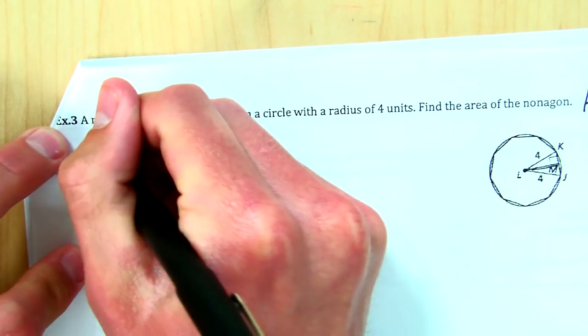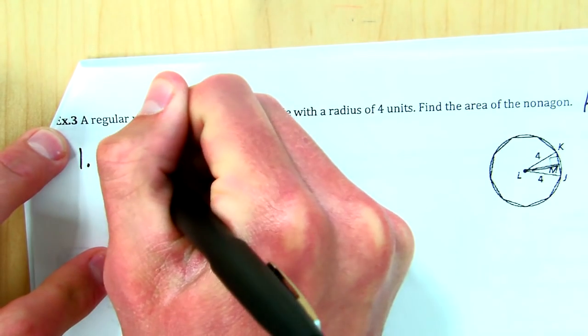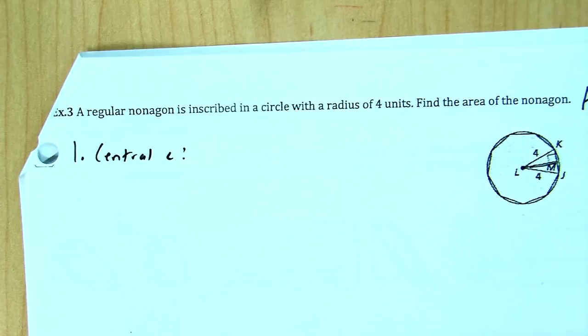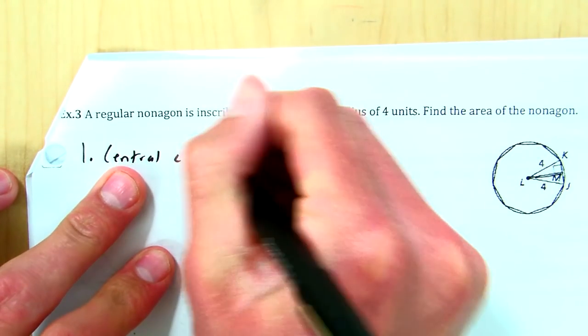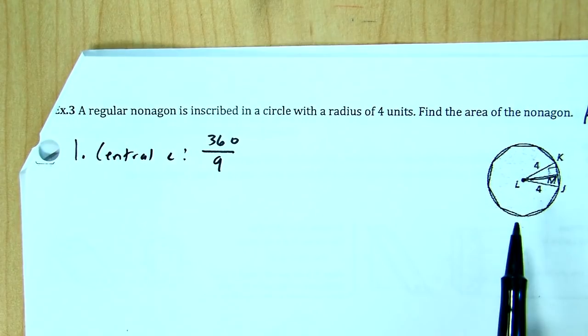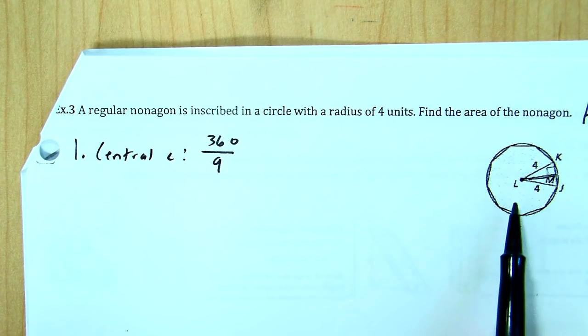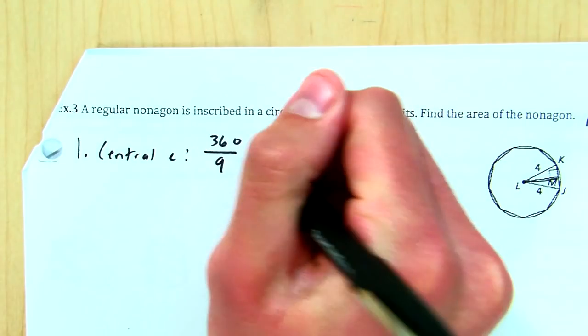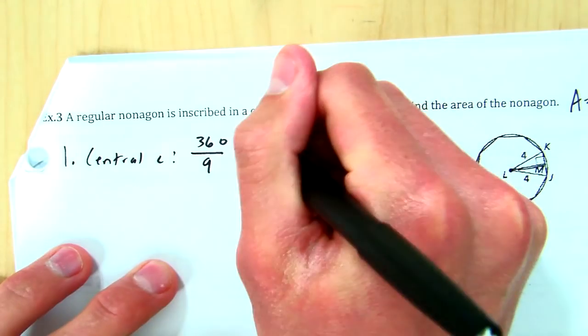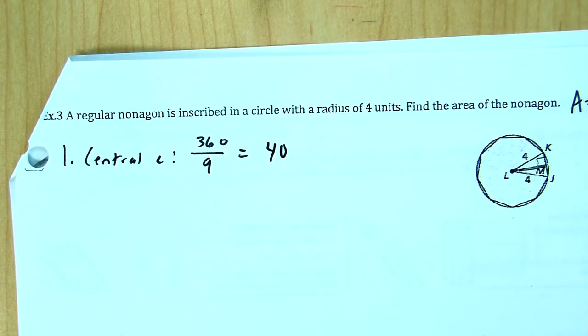So first take a look. Notice what is the measure of that central angle? Well, the measure of that central angle right here is going to be whatever 360 divided by 9 is. Since I have 9 sides, I'd be able to fit 9 of these wedges in here. And if the whole thing is 360, I'll divide that by 9 and get 40. So the central angle is 40.